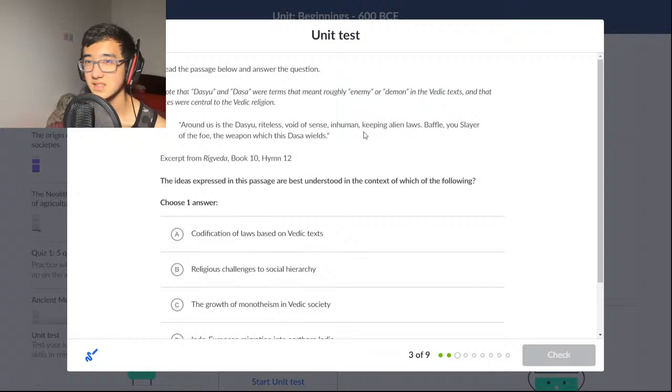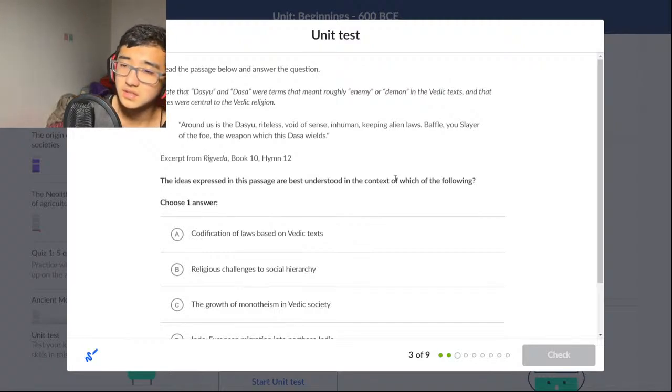What the heck is that? Vedic text. Okay, this is ancient India. Oh, I guess it said Veda right here, so maybe that'll give a hint. The ideas expressed in this passage are best understood in the context of which of the following? You think this has to do with religion? Because it has a bunch of weird stuff. Dasyu, rightless, void of sense, inhuman, keeping alien laws. Sounds pretty religious to me. Otherworldly sentient beings. Of the foe, the weapon which Dasa wields.